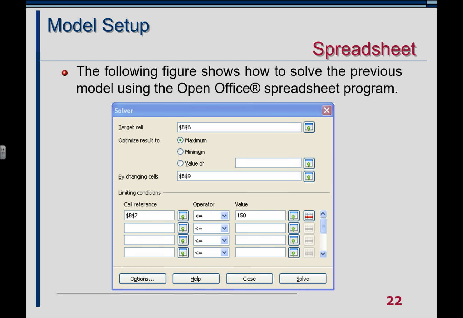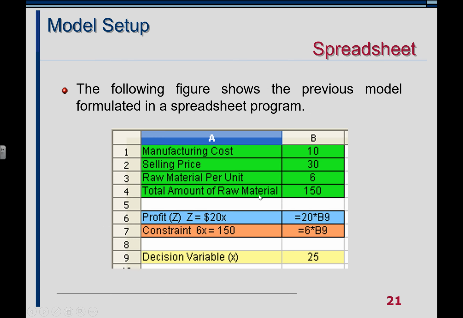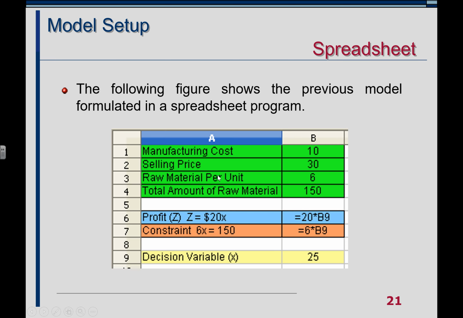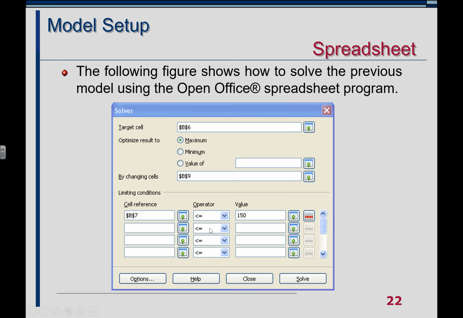Our target cell is going to be B6. B6 is simply our profit. It's this cell located here in blue. We want to maximize this value by changing cell B9, which is our decision variable. And we have a limiting condition, or constraint, that B7 has to be less than or equal to 150.